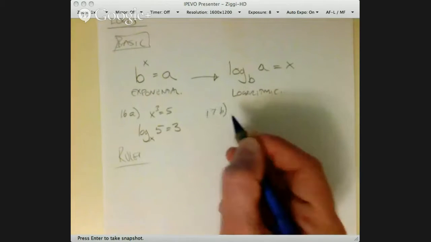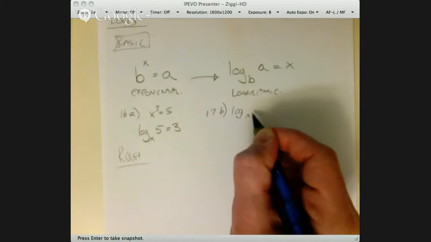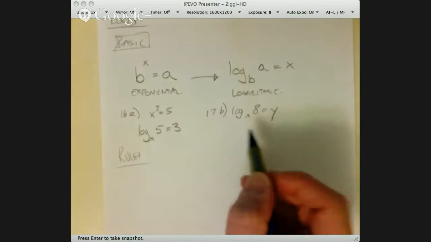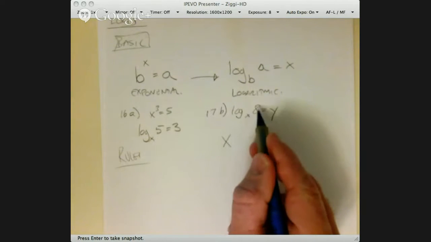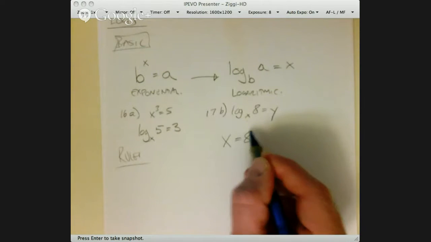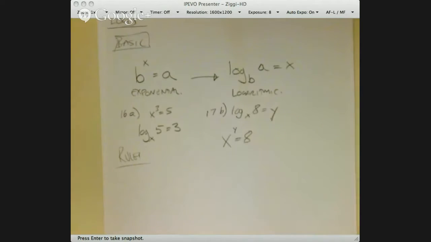Going the other direction, if I start with a log, let's go 17b. If I've got log base x of 8 is equal to y, which is where I'm starting, then to go back in the other direction, all I have to do is say, I know that this is my base, my x, so there. This is my answer, so there. And this is my exponent, so that means it goes up here. So x to the y is equal to 8. Again, you did a really good job with these. I just figured showing one of each is probably not a bad idea.